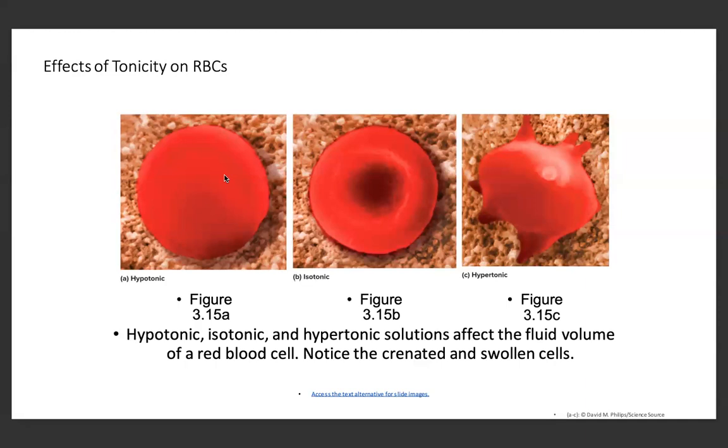In the other scenario, in a hypertonic solution, there are more solutes outside the cell than inside the cell. What I'm also saying is that there is more water, more solvent, inside the cell than there is outside the cell. So osmosis will dictate that water will diffuse from areas of high concentration to areas of low concentration. So the net movement of water is from inside the cell towards the outside of the cell, resulting in cell shrinking, also known as crenation.